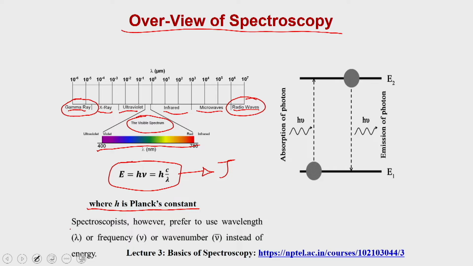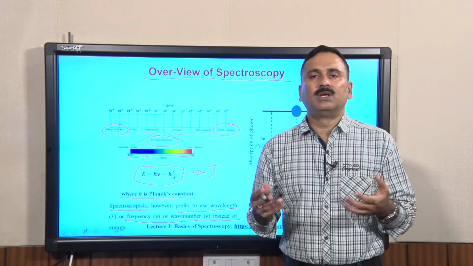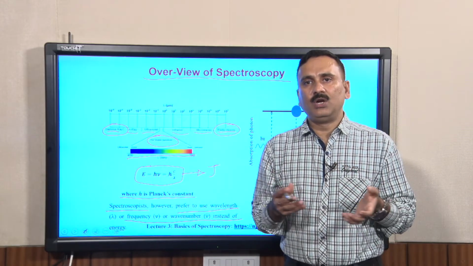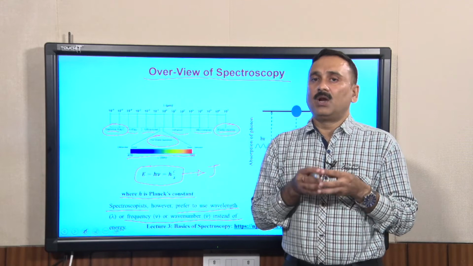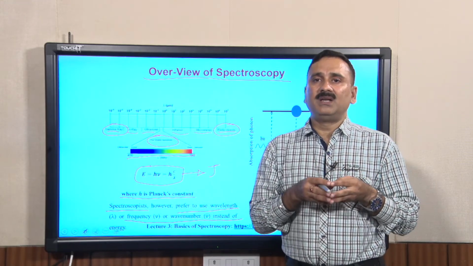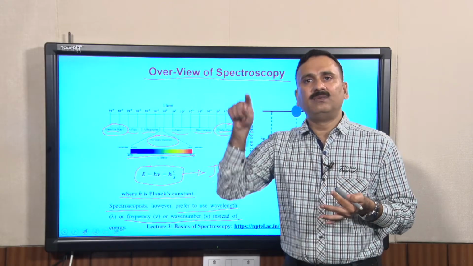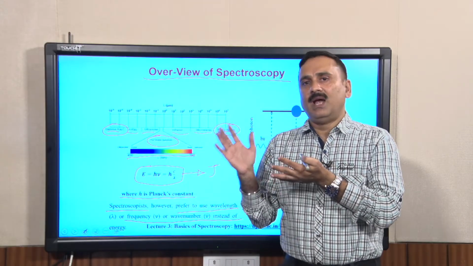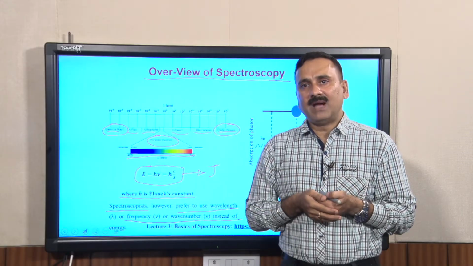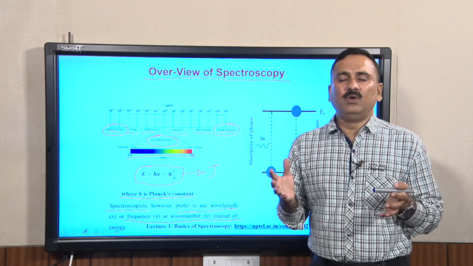So, spectroscopists, those who study the interaction of electromagnetic radiation with matter, prefer to use the wavelength, the frequency or the wave number instead of the energy, which means they are not going to give you the conclusion in terms of joules, electron volts or any other parameters. They are only going to give you the analysis in terms of the wavelength: this wavelength of light is interacting with your matter, and so this could be the nature of this particular matter. So, this is just an overview of spectroscopy.